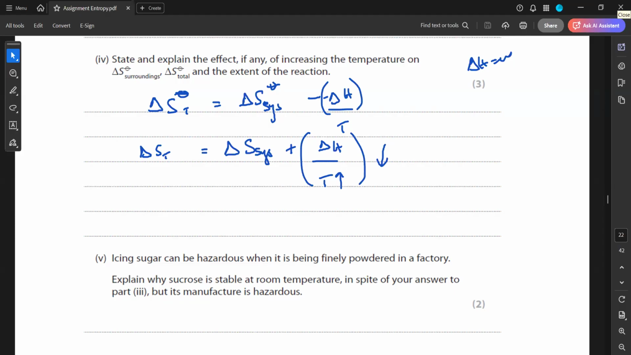And the total entropy will also decrease because it is a sum of system and surrounding. So the total entropy will also be less positive. This can never be negative. We will never get a negative answer. It will be a less positive answer. So this exothermic reaction remains spontaneous at all conditions. If a reaction is exothermic, it will always be spontaneous at all temperatures. It will be feasible, but the change in entropy will be smaller.